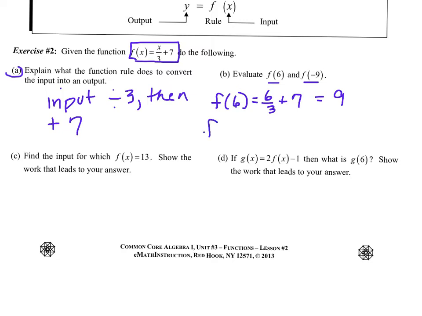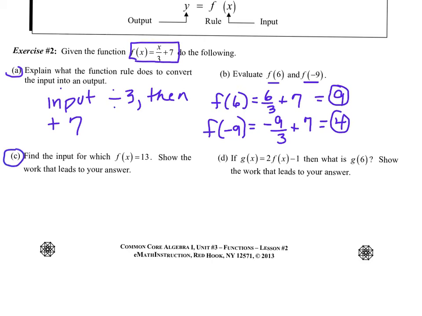F of negative 9, we would put in the negative 9 for x. Negative 9 divided by 3 plus 7. Negative 9 divided by 3 is negative 3, plus 7 would be 4. We're looking for the output, so we're looking for a final answer there.